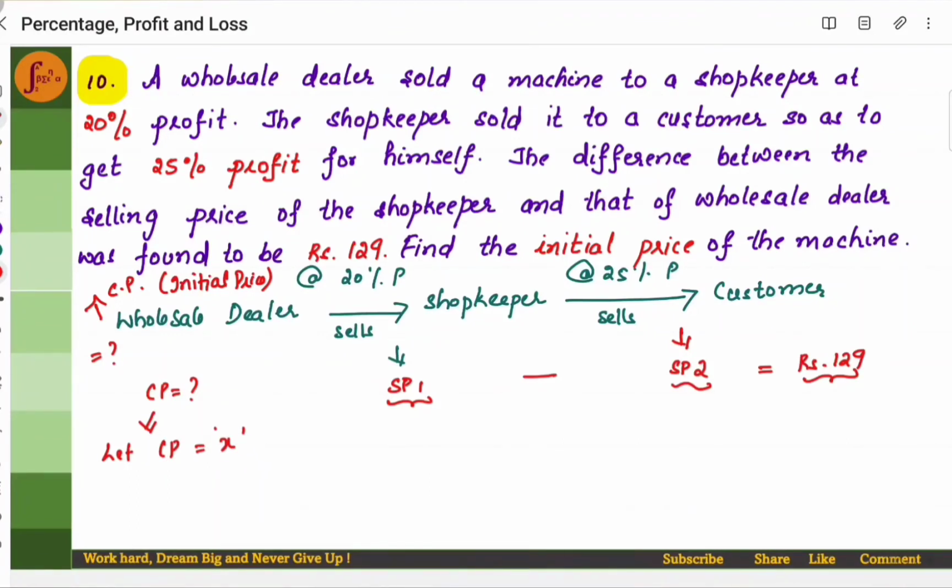Right? Now what we have to do is find SP1 and find SP2. Profit is given. Cost price we'll assume. Now using the profit percent formula, we'll find SP1. Again, using the profit percent formula, here also profit percent is given, we'll find SP2. Then the difference is given as 129. Using all of these, we'll find the cost price, which is X. Now let's first take the first transaction, and call this the second transaction.